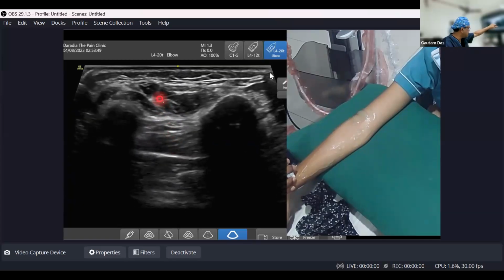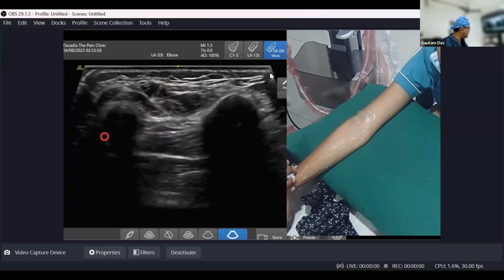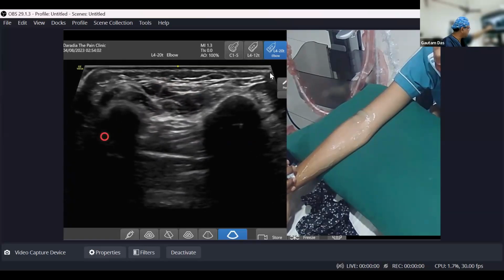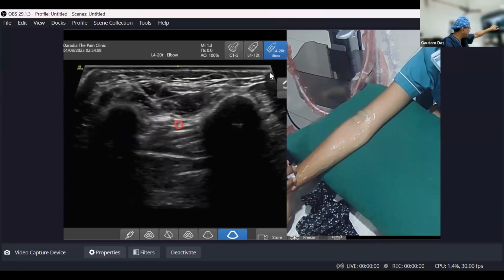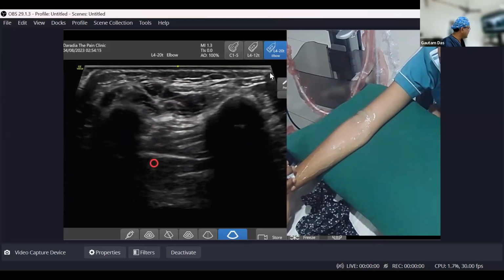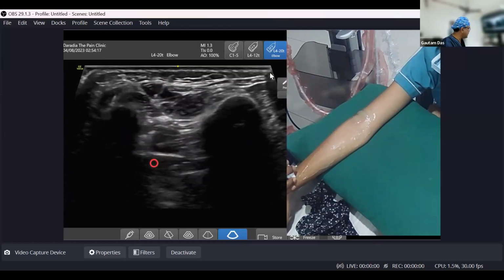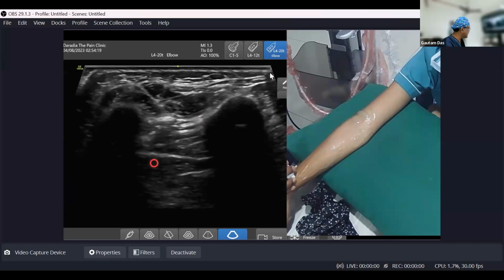This muscle is the extensor indicis muscle. Above that is your extensor digitorum. Extensor digitorum is tendinous here. But extensor indicis is the last muscle which is supplied by the posterior interosseous nerve. You can see very nicely the pulses in here. And just beside that, the hyperechoic structure is the terminal branch of the posterior interosseous nerve. The last muscle supplied by the posterior interosseous nerve is your extensor indicis muscle.